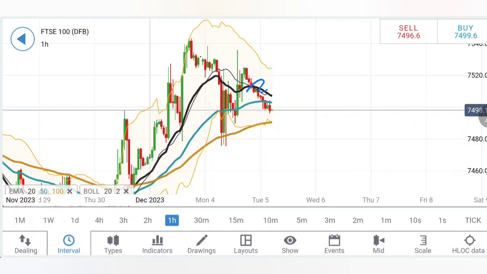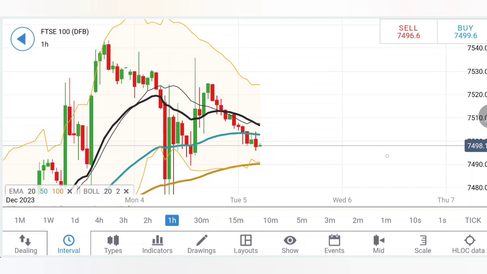See, UK 100 is showing a restrictive movement here. On the downside, see 7,500, 7,480 zone certainly is proving out to be a great support, and on the upside 7,540, 550 is proving out to be a greater resistance. Now what has happened here with the rise? After the rise, it has retraced here and it has come back to the support levels.